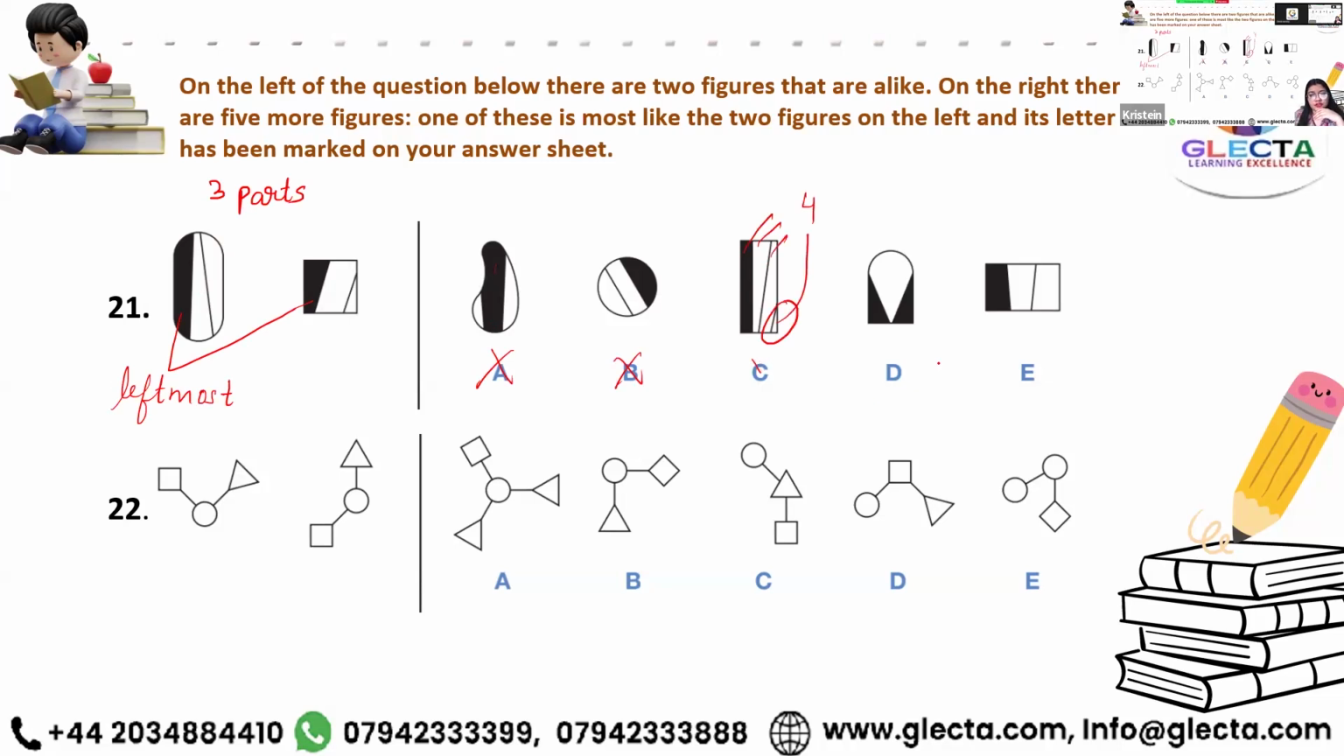Two parts are shaded in D, not your answer. E is your answer. Divided in three parts, the leftmost part is shaded. This is the approach that you're supposed to follow. Let's do question number 2, everyone, and try it out and send me your answers in the chat box.